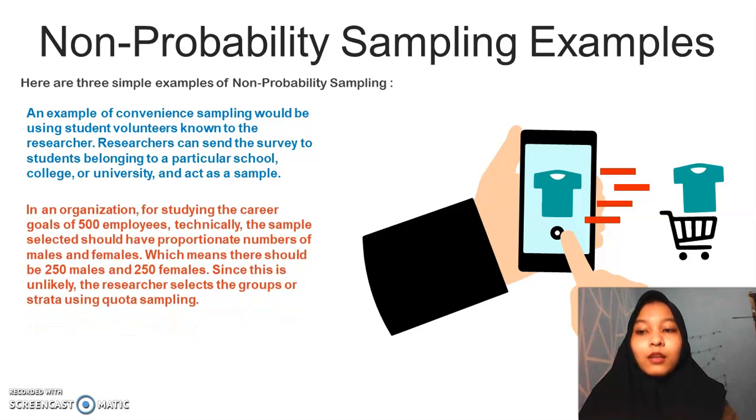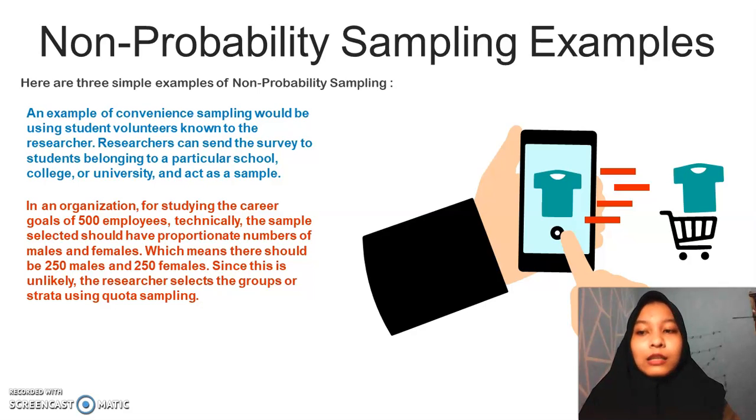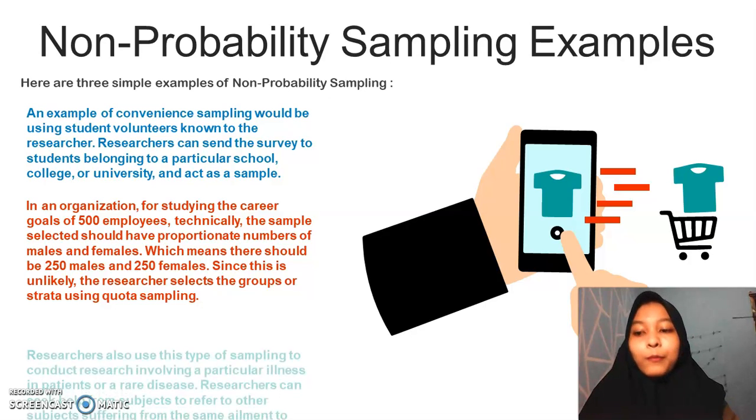Another example is in an organization. For studying the career goals of 500 employees, technically, the sample selected should have proportionate numbers of males and females, which means there should be 250 males and 250 females. Since this is unlikely, the researcher selects the group or strata using quota sampling.